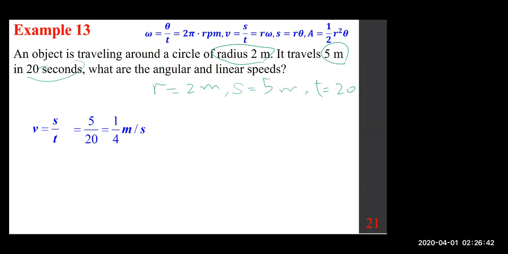We want to find angular velocity. V equals R omega. The missing one is omega. Everything else is given. V is given, R is given. So 1/4 over 2 is 1/8. That means 1/8 of radians per second.